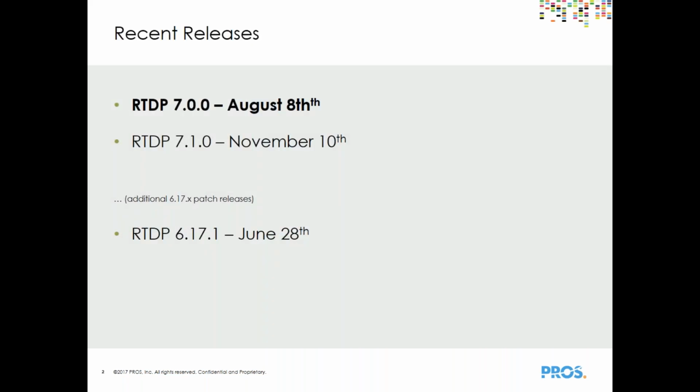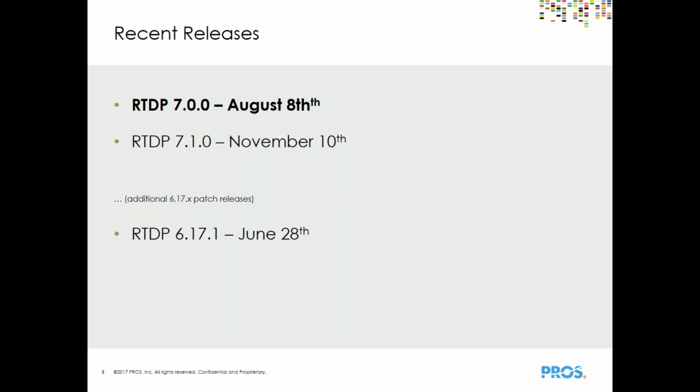Our next RTDP release will be RTDP 7.0, and the expected release date for this release is August 8th of this year. So in this webinar, we're going to be focusing on the several upcoming features in this RTDP 7.0 release. But in addition to that, we also want to briefly cover the content of the following RTDP release, which will be the RTDP 7.1 release. The current tentative release date for this release will be November 10th of this year.